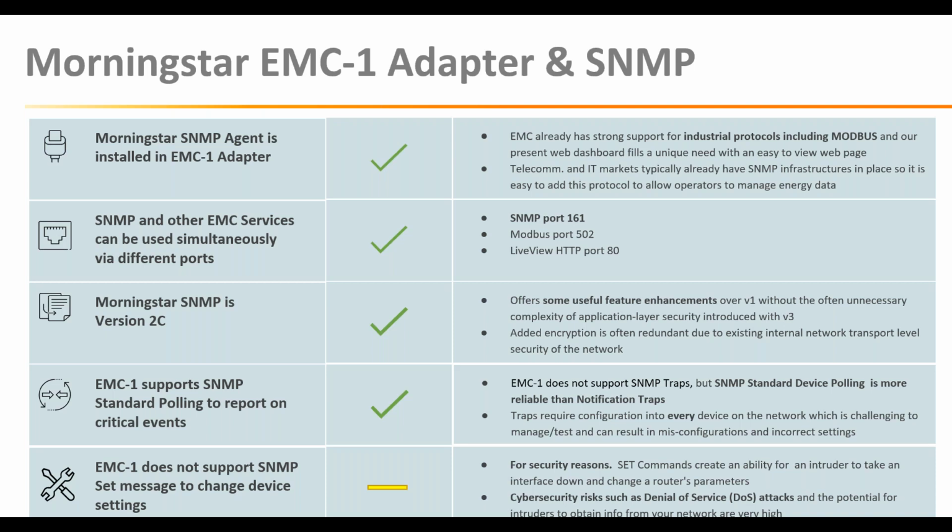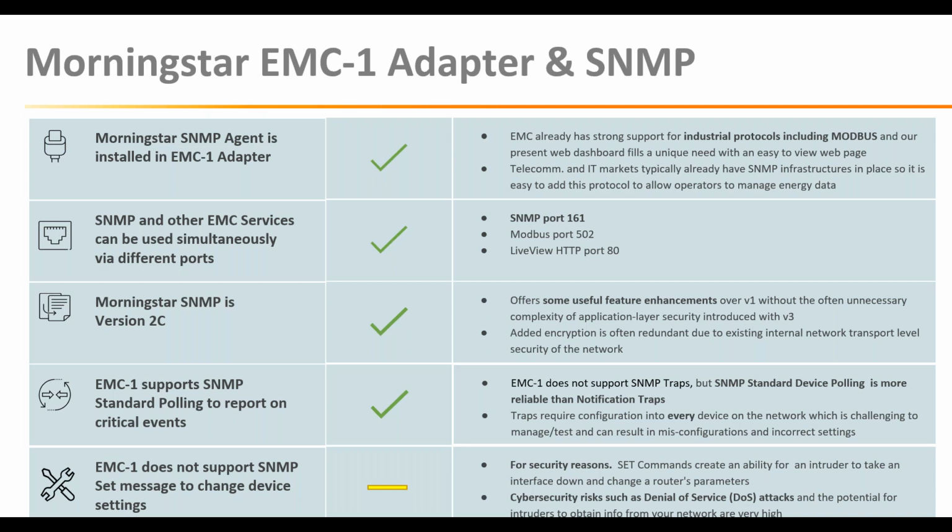And the EMC1 does support, again, just the standard polling capabilities with SNMP to report on critical events. So that would not include the trap notifications. The traps really have to be customized for each individual device. They have to kind of be embedded, and they're not as reliable, to be honest, as the polling. So in the interest of simplifying the operation and making it more reliable, polling is what is recommended.